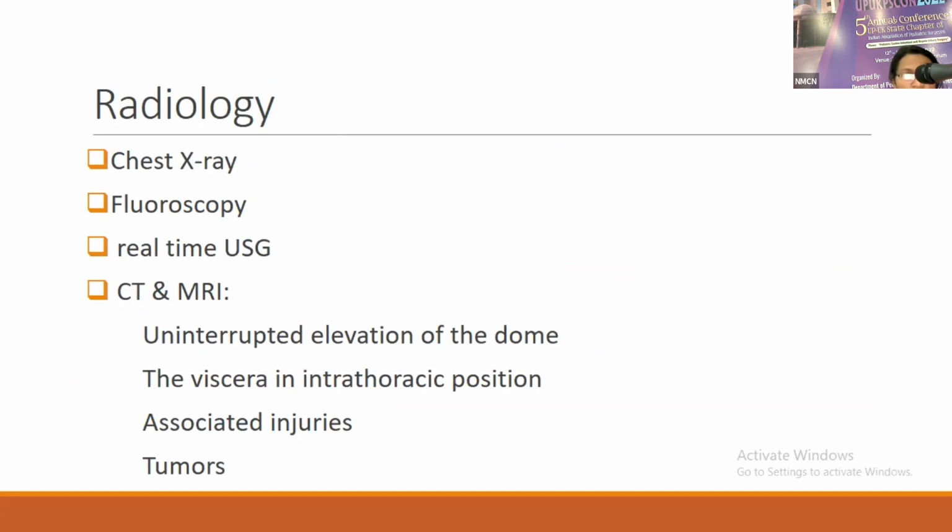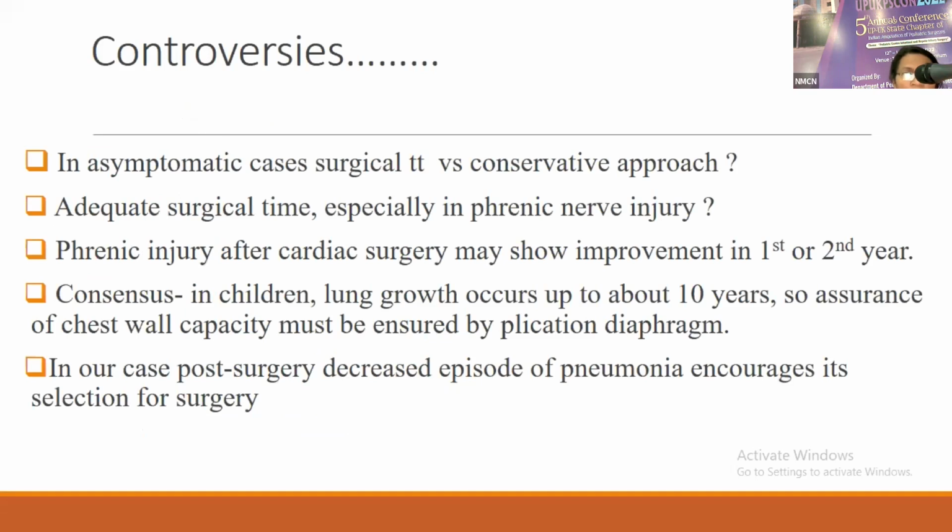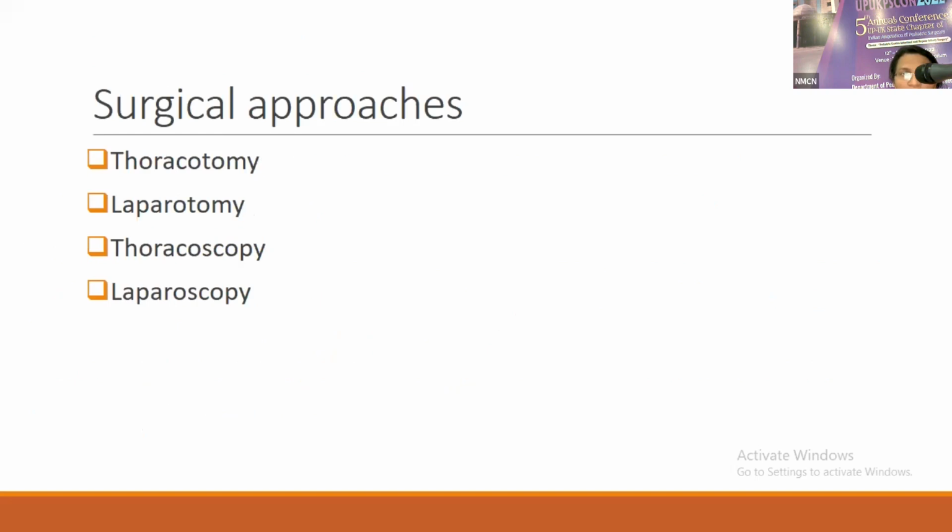Ideally, it should be diagnosed by fluoroscopy or real-time ultrasound with MRI. In asymptomatic patients, there is controversy whether to do surgical or conservative approach. Adequate timing for surgery is still confusing after phrenic nerve injury because most of the cases after cardiac surgery improve after 1 to 2 years of continuous follow-up. In children, it is considered that as lung growth occurs up to 10 years of age, we must do the plication. There are various options.